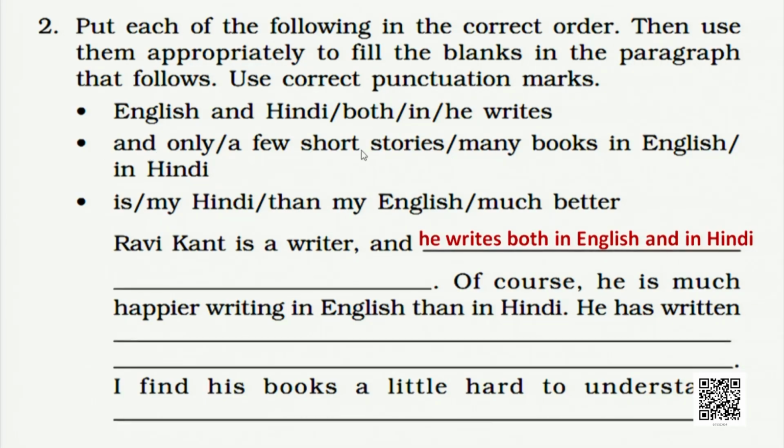And only a few short stories, many books in English, in Hindi. Okay, so if he is an English writer, he will write many books in English. Of course, he is happier writing, and he has written many books in English, only a few short stories in Hindi. So what is the correct answer? Many books in English and only a few short stories in Hindi. Let's go on to the last line.